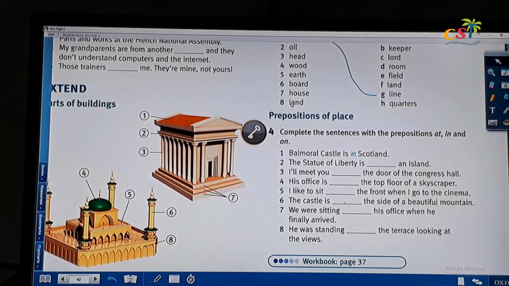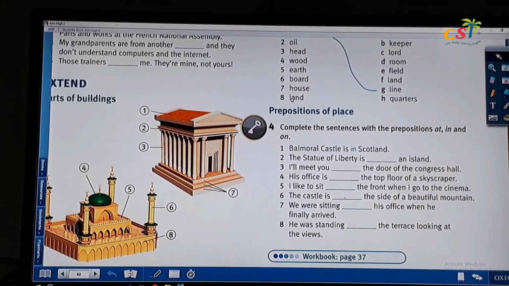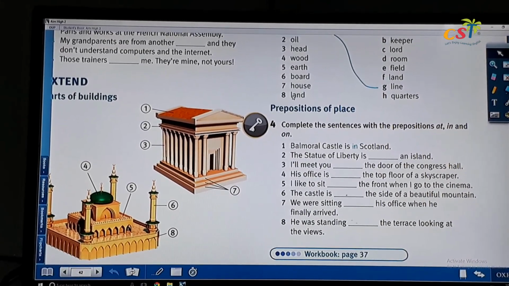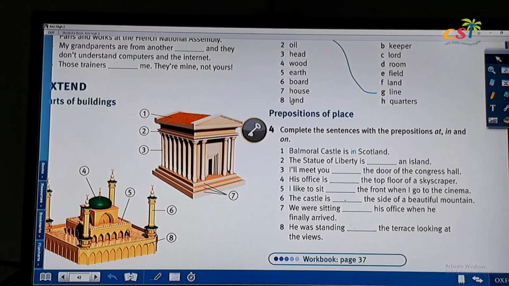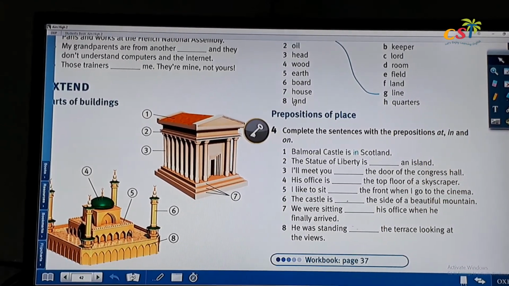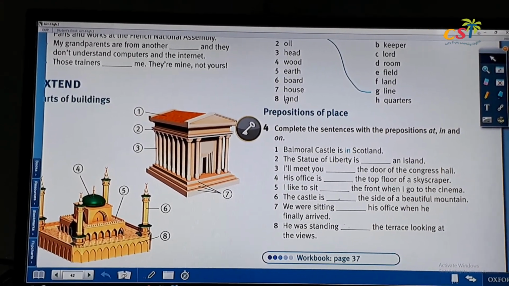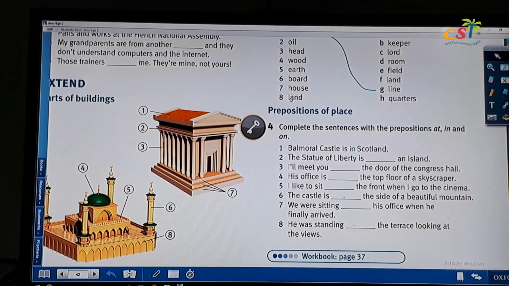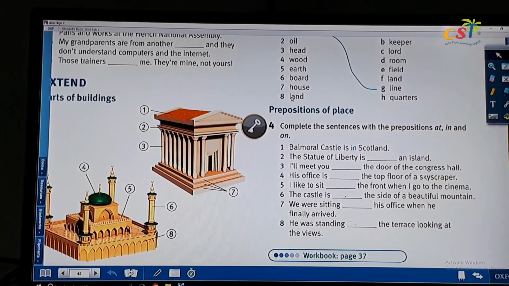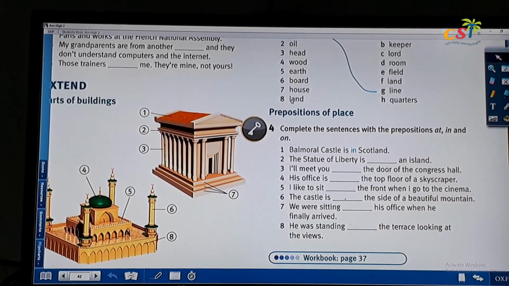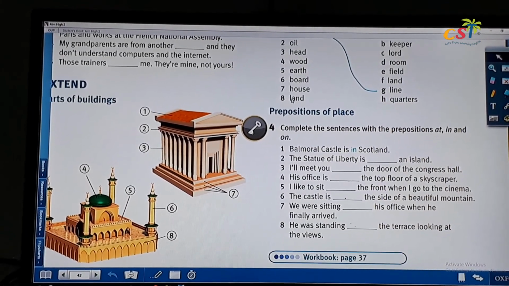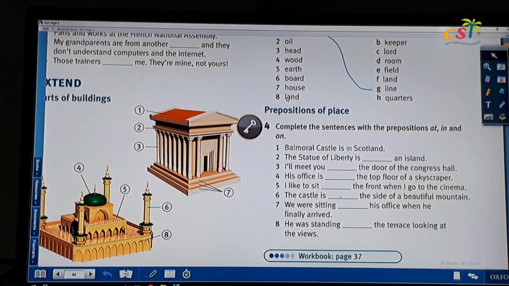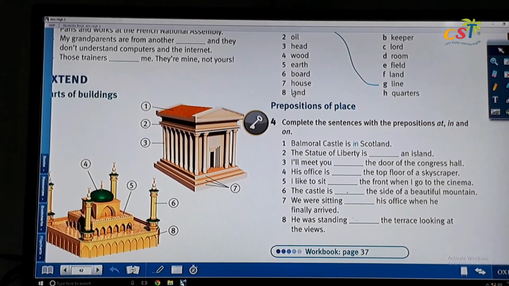The Statue of Liberty is on an island. Yes, we say on an island. Why on? Imagine the statue is on, right? Di atas. If you say in, it means under the ground then, right? That's why we say on an island. Like we live on an island, right? That's right.